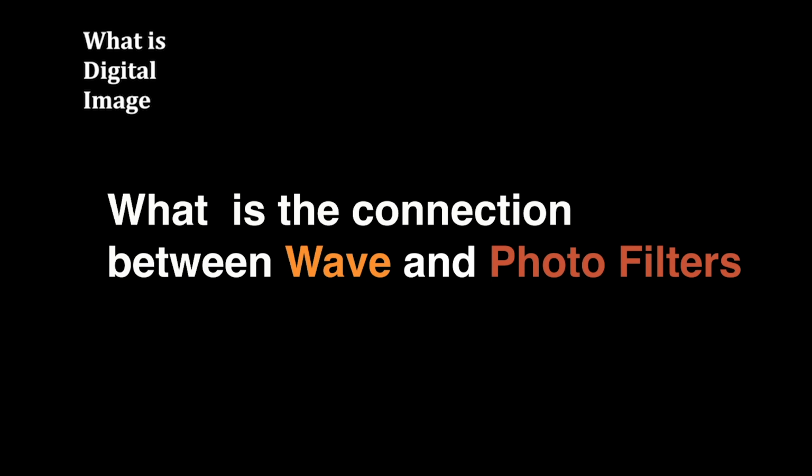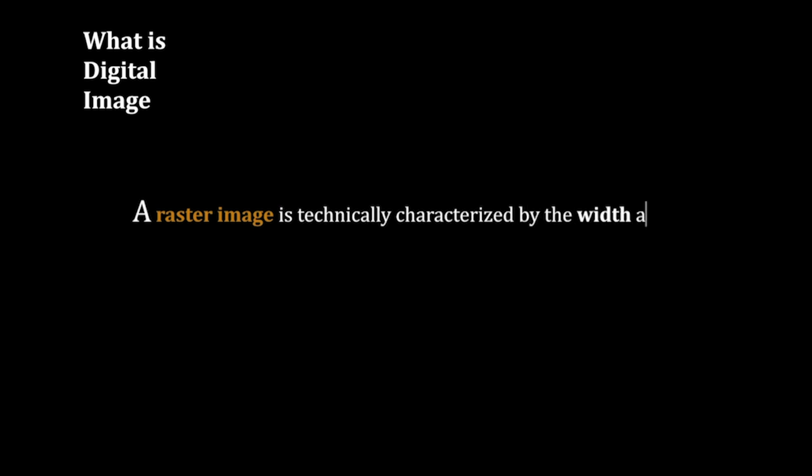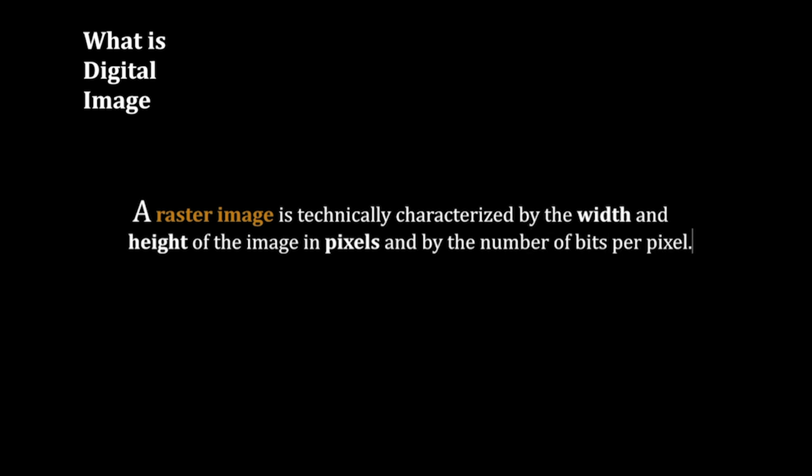Now it's time to introduce digital image. Depending on whether the image resolution is fixed, it may be of vector or raster type. In this video, we only talk about raster image, so the digital image in this video always means the raster image. Raster image is technically characterized by the width and height of the image in pixels, and by the number of bits per pixel. This definition is quite hard to understand, right? So, we can describe the raster image in a more familiar way.